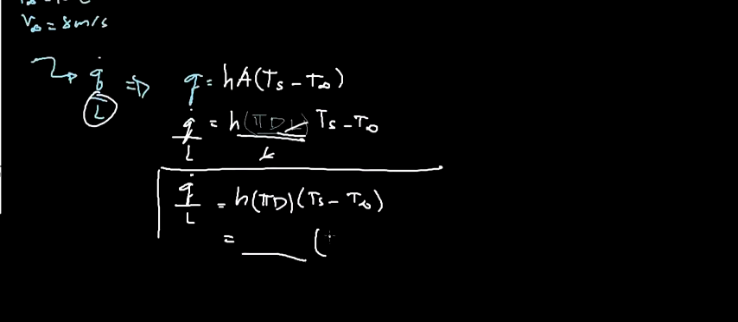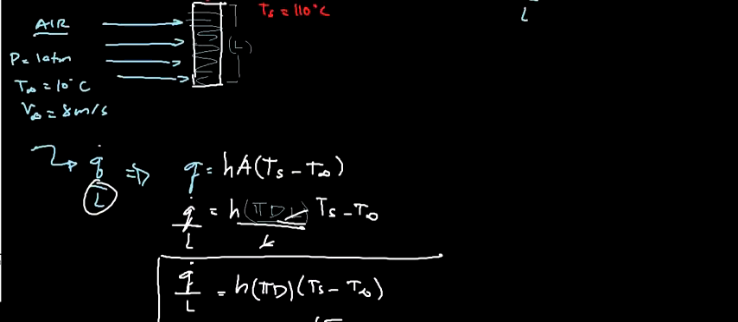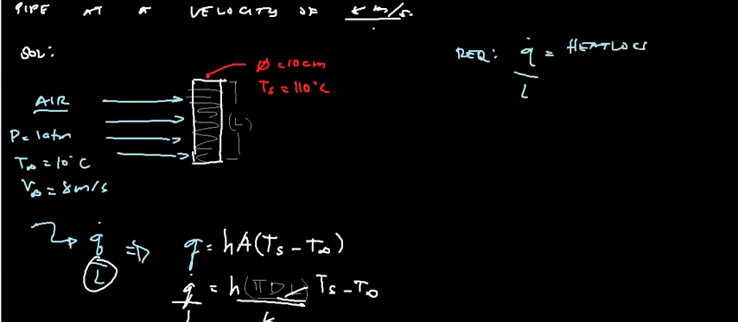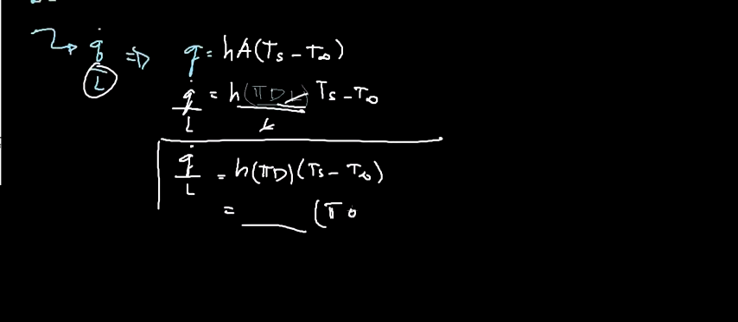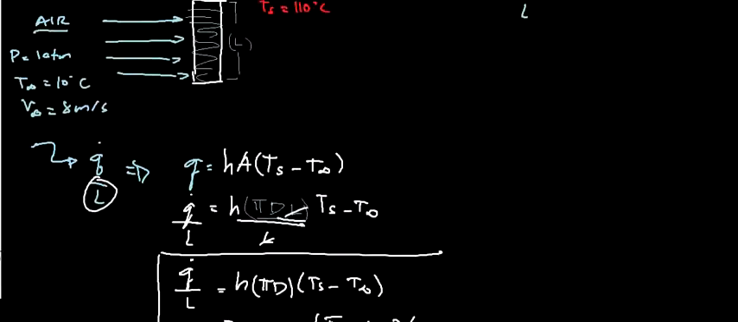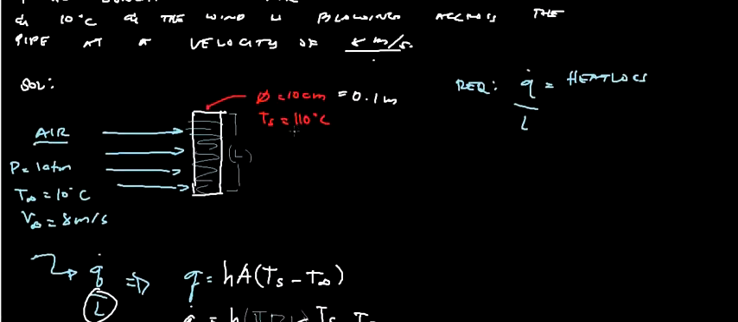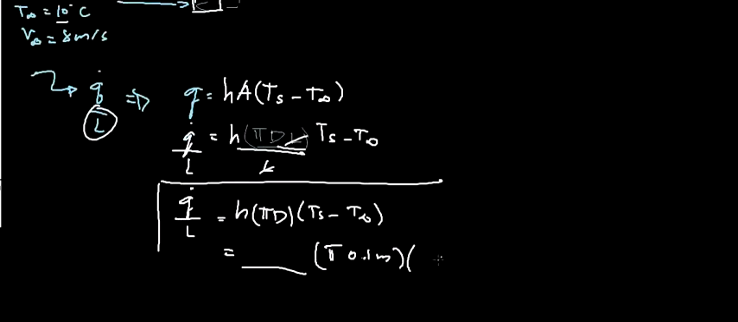Then our diameter is, what's our diameter? 10 cm or 0.1 meter, right? So we need to convert it first. 0.1 meter. Then our T surface is 110, so 110 minus 10 is 100 degrees C. Okay. So we need once again to determine the value of our h.